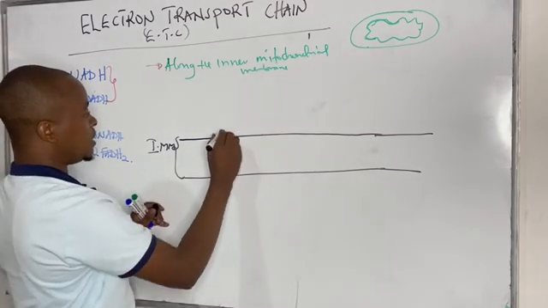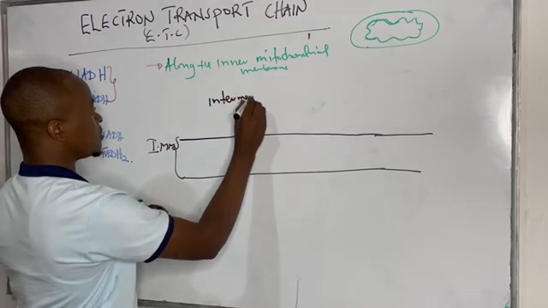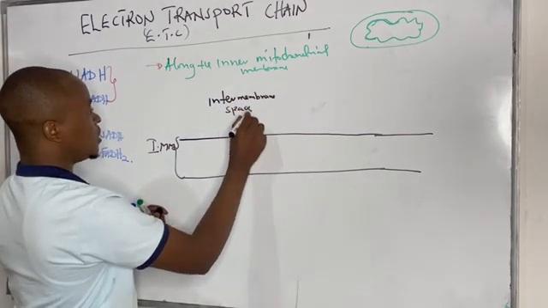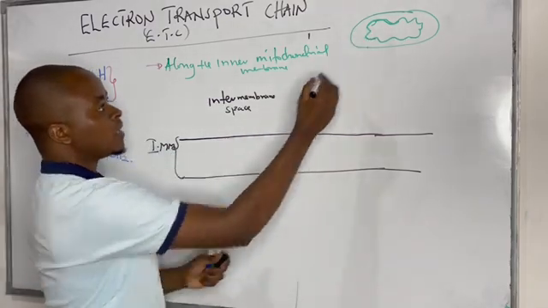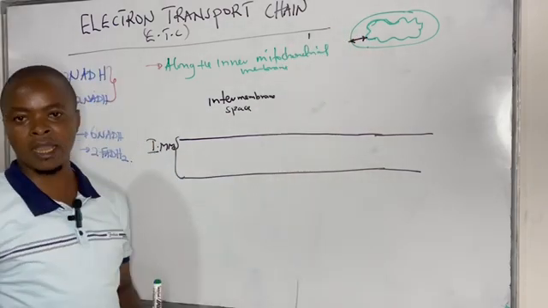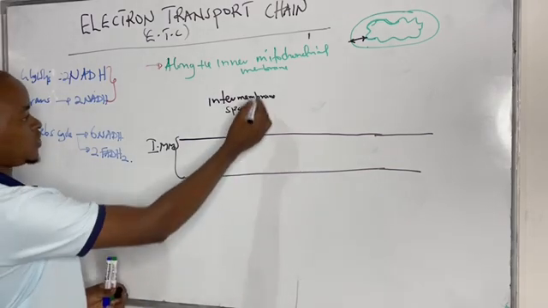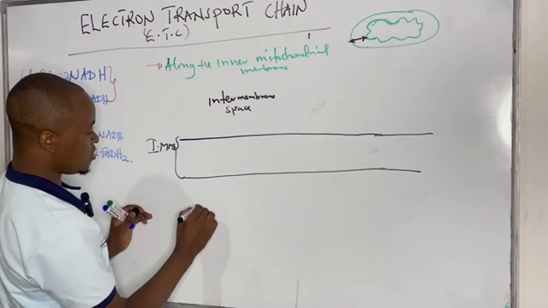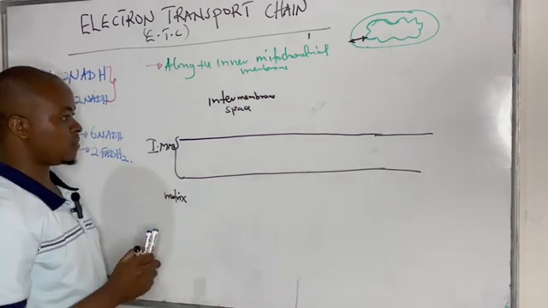This one is the intermembrane space. This is the space we see when we have the inner mitochondrial membrane. The space between the outer and the inner membrane is what we call the intermembrane space. Then this side is going to be the matrix, the mitochondrial matrix.